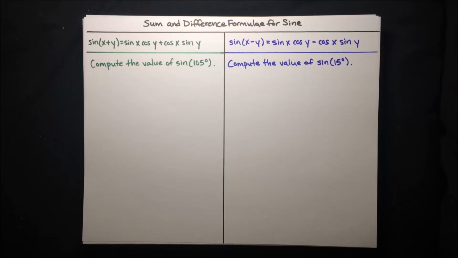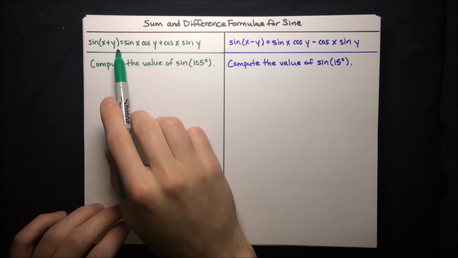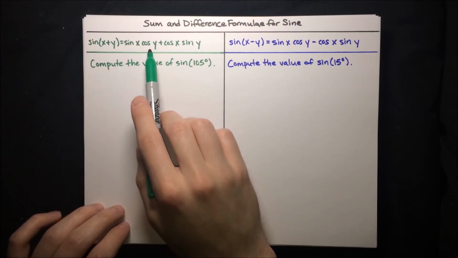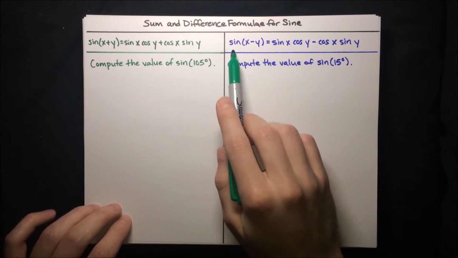In this video, I'm going to show you how to use the sum and difference formulae for sine. So here's the sum formula. Sine of x plus y is equal to sine of x times cosine of y plus cosine of x times sine of y. And then we've also got the difference formula.